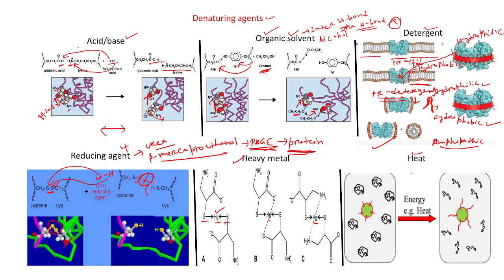The next one is heat. Heat means if the temperature is increased, then there is molecular vibration. Because of this vibration, the weak interactions, for example the hydrogen bond and another, the van der Waals interaction, are disrupted by this molecular vibration. So with heat, the weak interactions are broken down.